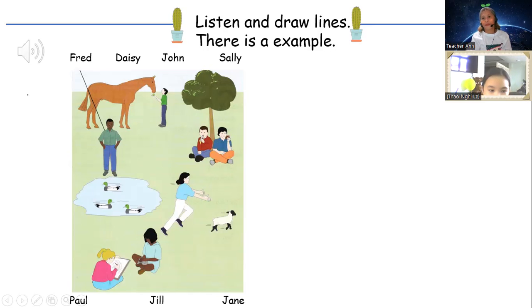Part one. Look at part one. Look at the picture. Listen and look. There is one example. Hello. Is Fred at the farm today? Yes. I think he's looking at the ducks. Is he wearing blue trousers? Yes, that's Fred. That's good. He loves ducks. Can you see the line? This is an example. Now you listen and draw lines.